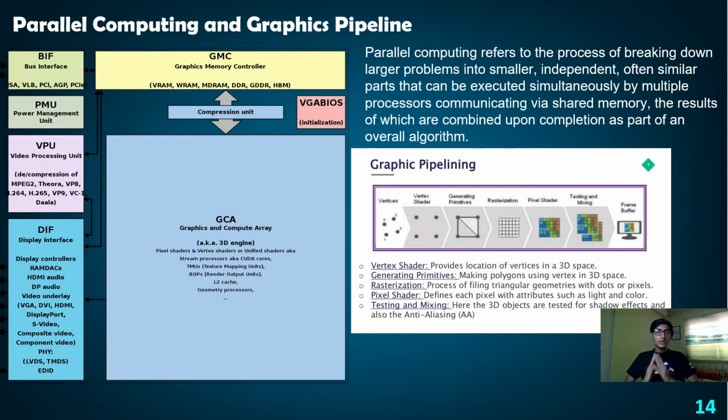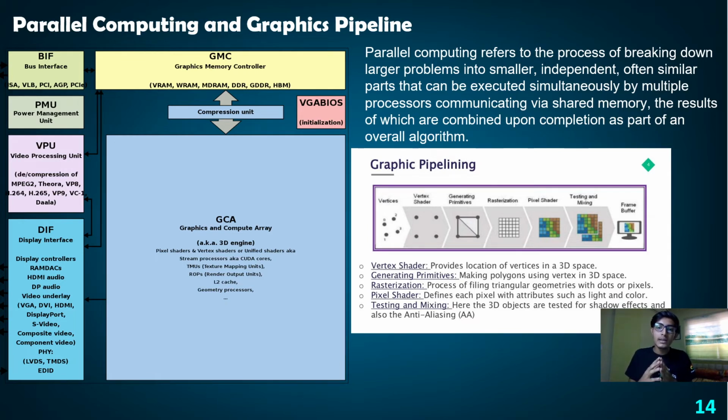Coming to some terminologies: what parallel computing and the graphics pipeline are. In parallel computing, as the name suggests, we break larger problems down into smaller ones, and as a result, via shared memory, we can combine the results simultaneously and give outputs at a much greater speed than CPUs.